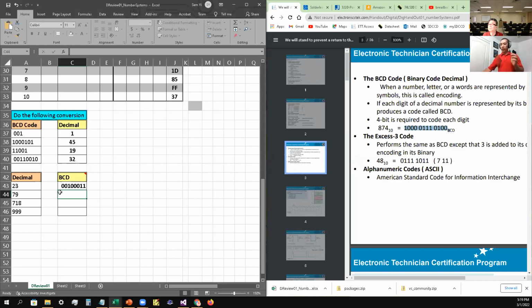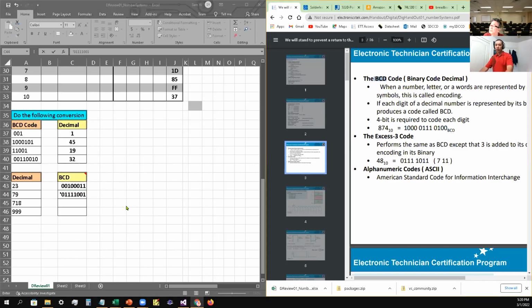Okay, and the next one, same thing with this bottom one too. So start with this little symbol. It's not usually a double quote, they just do a single quote. So start with a single quote, and then 7 would be 0, 1, 1, 1, and 9 would be 1, 0, 0, 1. This is following exactly the sample that teaches you about BCD from the handout.